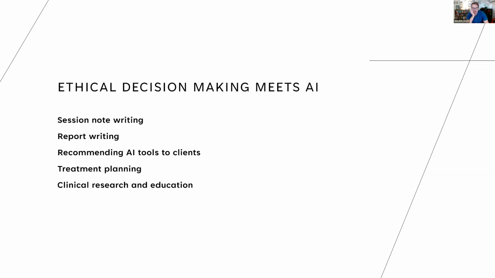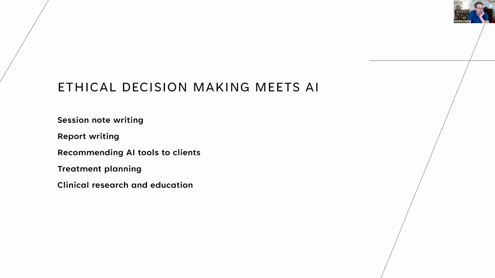So these are some common areas where AI may be influencing us, where we may choose to engage with AI: in our session note writing, in our report writing, recommending AI tools to clients, which was something that was discussed last time, like therapy chatbots, treatment planning, and our own clinical research and education.